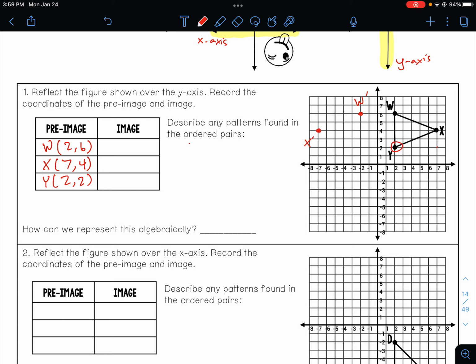So let's do W prime, X prime, Y prime. What do I notice about the ordered pairs there? W prime is at -2, 6. X prime is at -7 and 4.